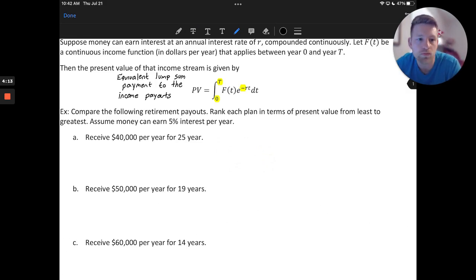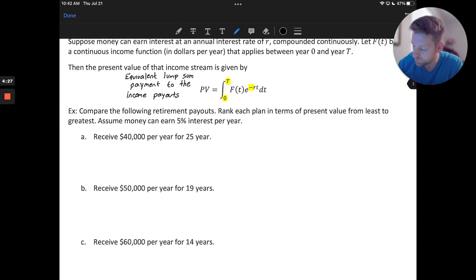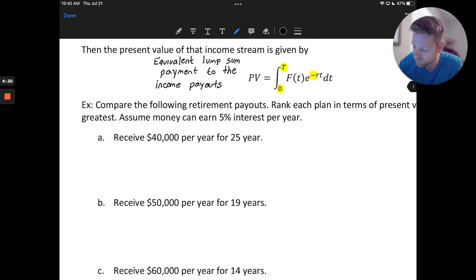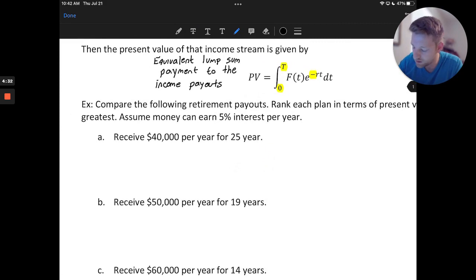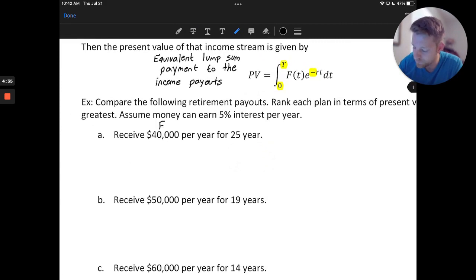So let's walk through part A, and we'll consider receiving $40,000 per year for 25 years. And we'll assume that's a compound interest rate of 5%. So if we consider each of these in terms of the variables, the $40,000 here, that's really our income stream. We'll call that the F of T function. That's constant right now, so it doesn't depend on time, but that is the income stream itself. The 25 years is going to be that capital T. That's the term of that investment.